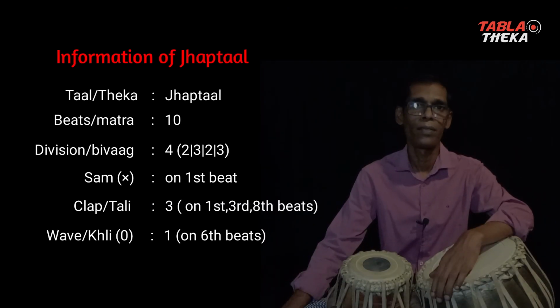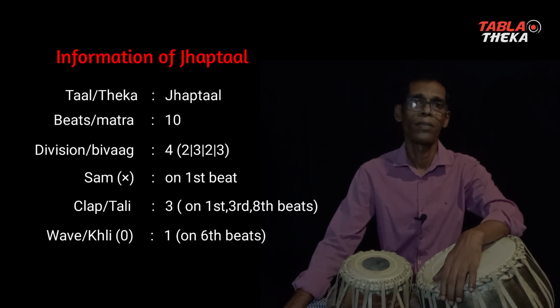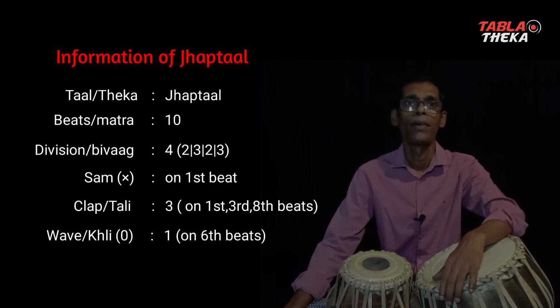Jhaptaal has 10 beats, which is one of the popular tals used in Hindustani music. It has four sections of 2 beats, 3 beats, again 2 beats and 3 beats. It has 3 claps on the 1st, 3rd and 8th beats and 1 wave on the 6th beat. The first beat of the rhythm is called sam.